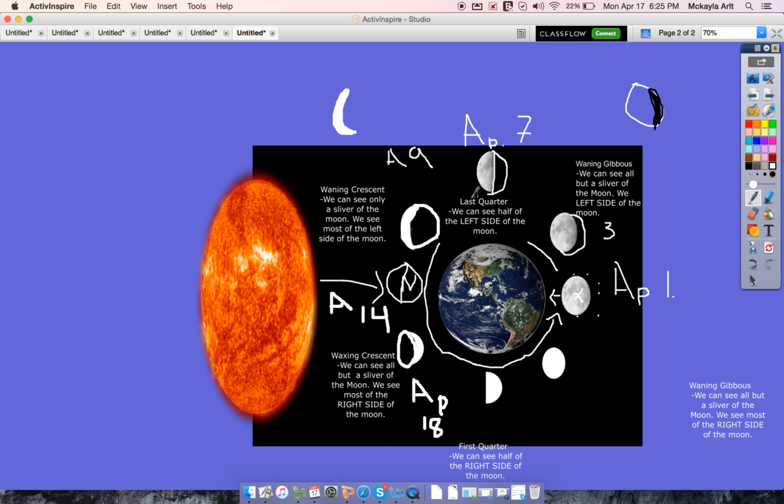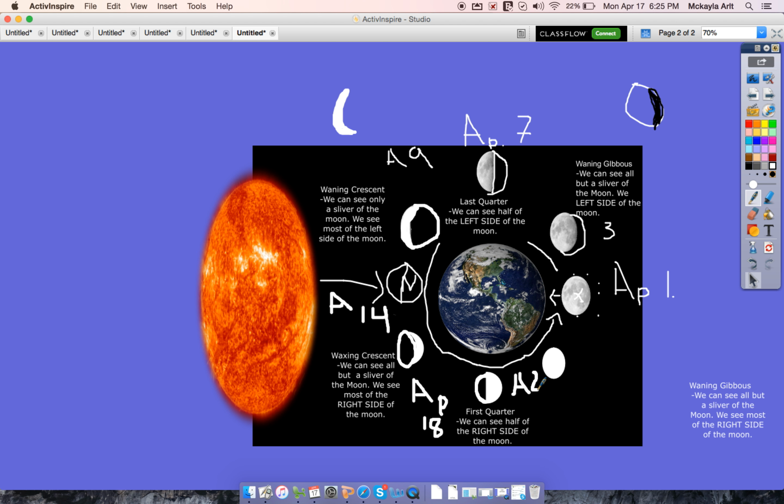Okay. Now, as you see here, we had our last quarter. The left side was filled in. We now have our first quarter, where the right side is filled in. Again, we draw our circle. We'd fill in the left side completely black with our pencil. The right side would stay white. You could see half of the right side of the moon. Very good. This would be about April 21st.